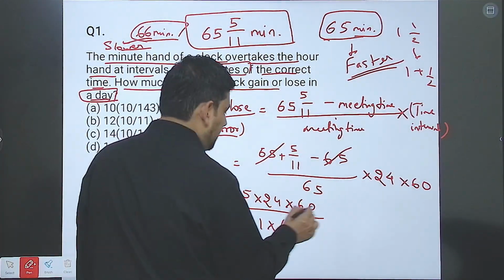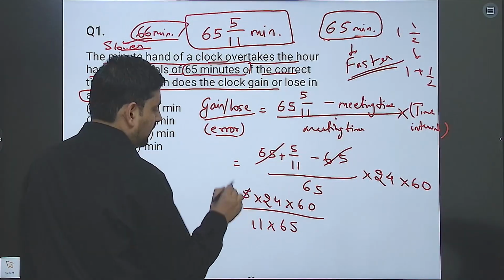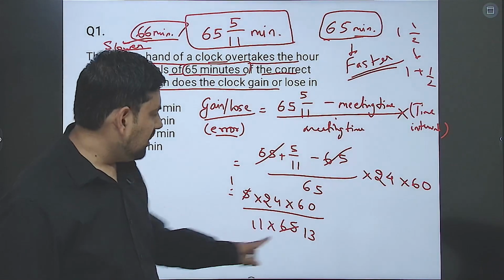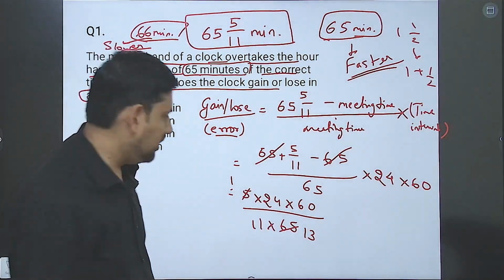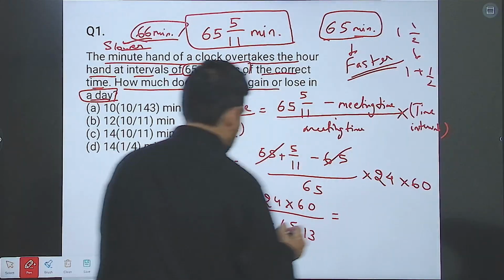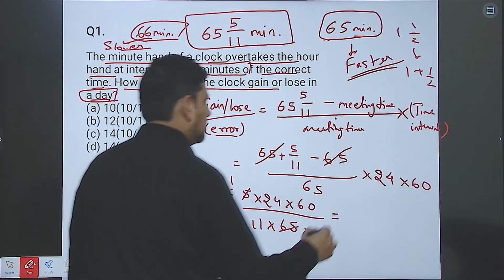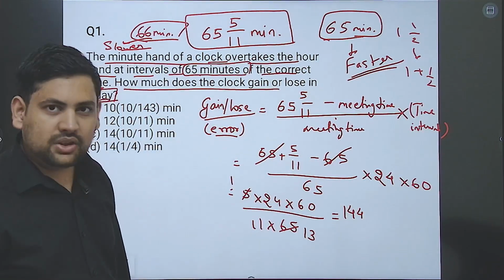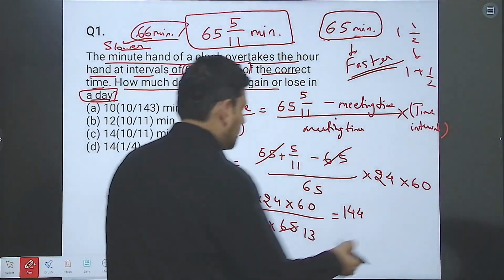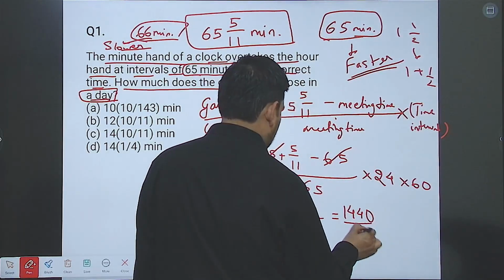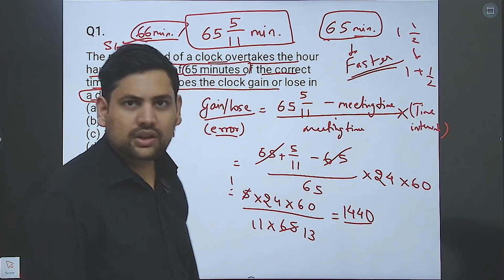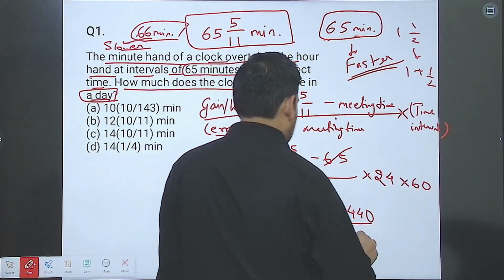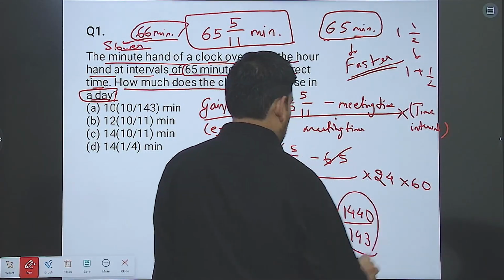With 5, so 5 ones are 5, this goes 13 times. Will they get cancelled anymore? No. 11 and 13 both are prime, not divisible by anything above. So this becomes 24 into 6. 24 into 6 is 144. 25 into 6 is 150 minus 6. So 144 divided by 11 into 13 will be what? 13 tens are 130. 130 plus 13 is 143. This is what you get.